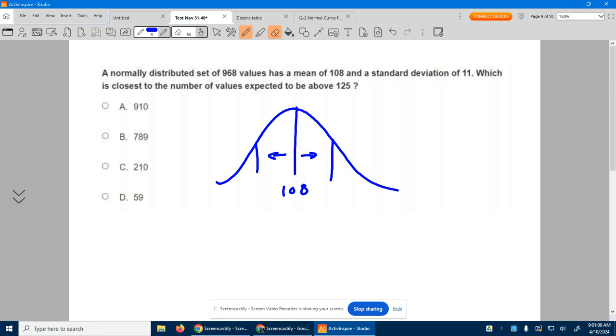What is the closest to the number of values expected to be above 125? So we're over here and we want to be higher than that. So it's not going to be a whole lot because one standard deviation over from the 108, it's 11. So if we go one over, we're already at 119. We look at that, so it's 108 and 11.